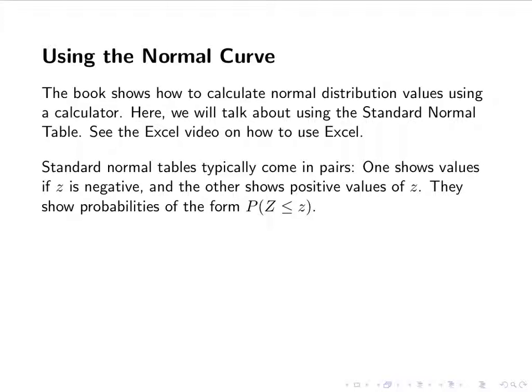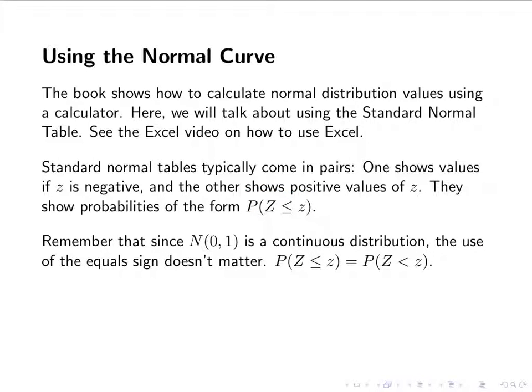So the standard normal tables typically come in pairs. One will show values if z is negative, and the other will show values of z if z is positive. They show probabilities of the form probability of Z less than or equal to z. Occasionally you'll come across a table where it's the probability between 0 and z, so between 0 and 0.5 or between 0 and 1.3, but most of them are in the form that we have listed here. So we're going to assume that we're looking at one of these tables.